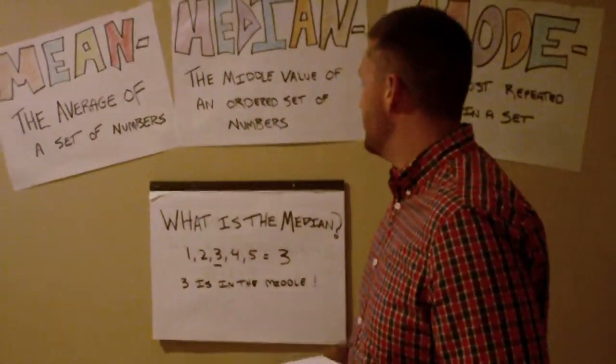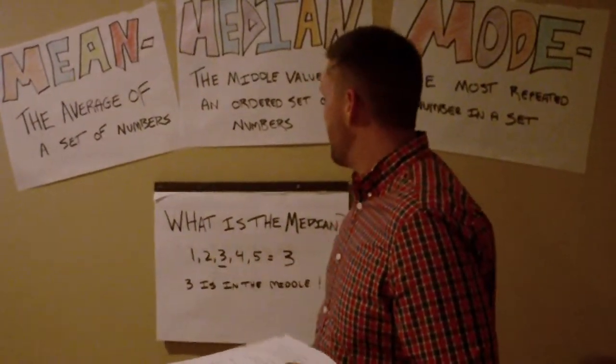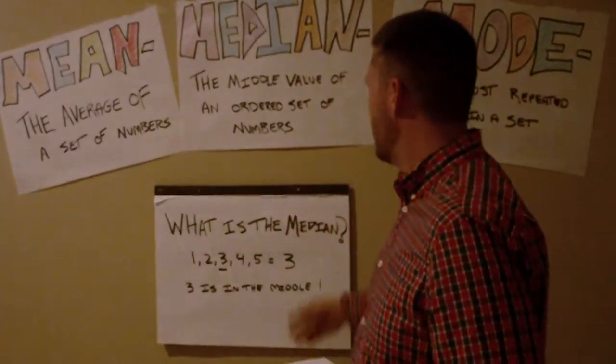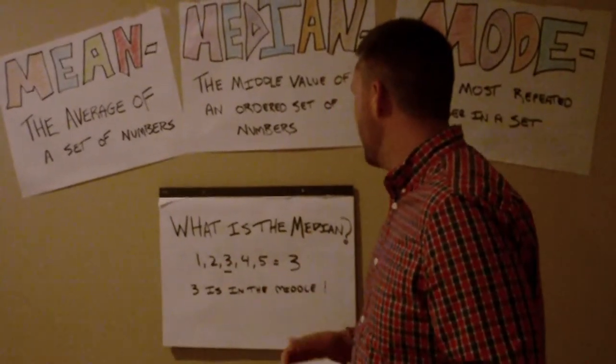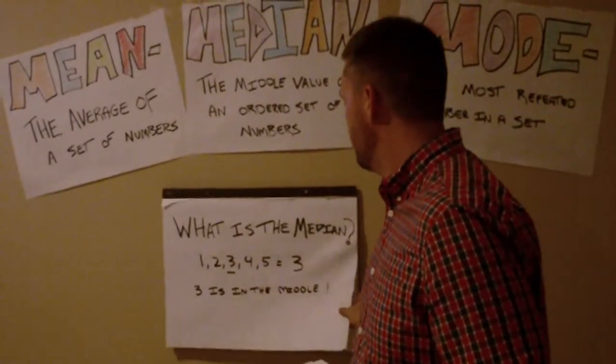And the median is the middle number in the set. So if you have 5 numbers like we do here, 1, 2, 3, 4, 5, the middle number is 3, that's the median of the set because 3 is in the middle.